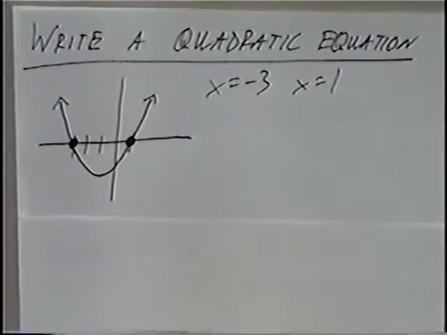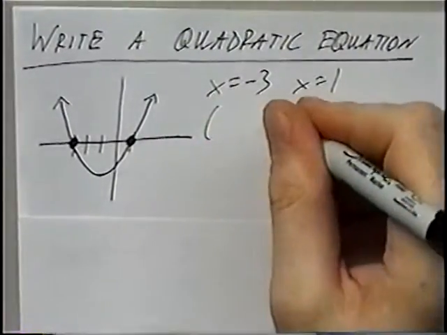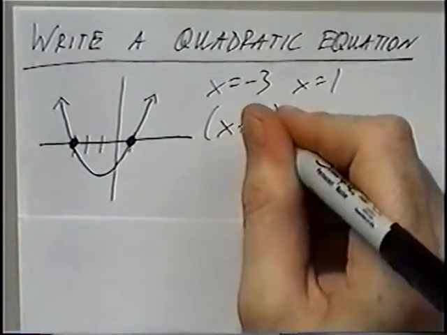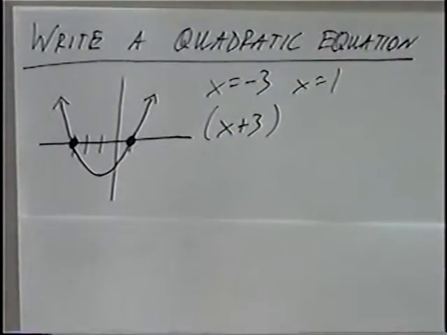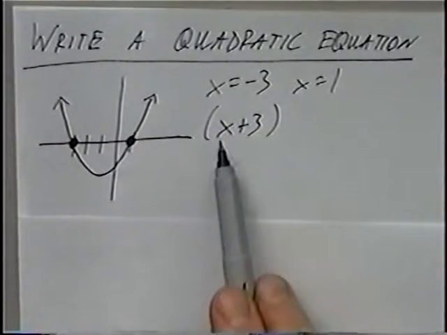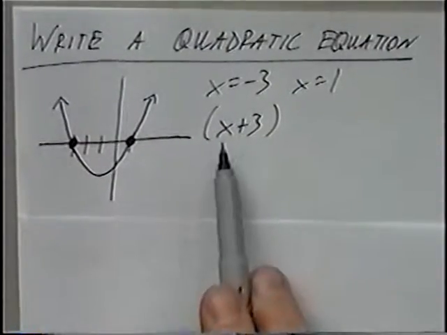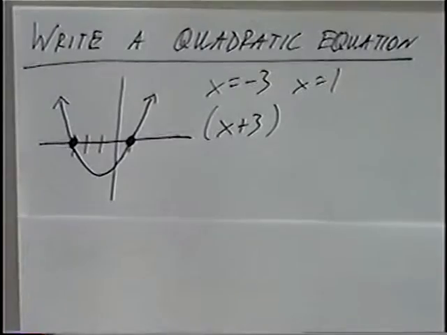If we know one answer is -3, one of the factors will have to be x plus 3. The opposite of -3 gives us the +3. And the -3, if we plug it in, will make this value 0, which will be a solution to the quadratic equation.